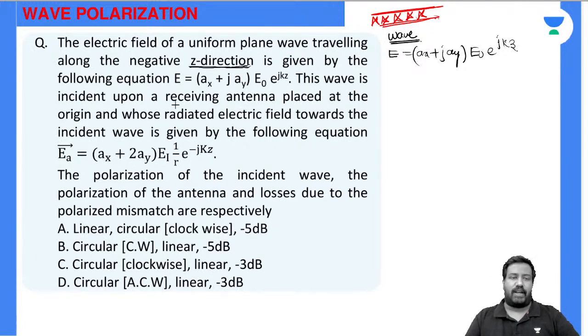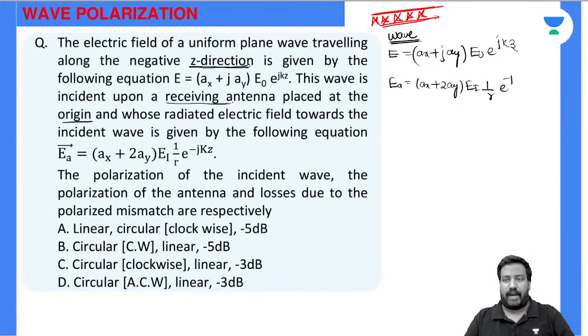The wave is incident upon a receiving antenna. Remember, the wave is traveling in negative z direction. It is incident on a receiving antenna placed at the origin, whose radiated electric field is towards the incident wave. It is radiating in the reverse direction, meaning positive z direction. Remember, the incident wave is along negative z direction, and the antenna is radiating in the positive z direction: E_A equals (ax plus 2 ay), amplitude E_i, 1 by R, e power minus j kz.